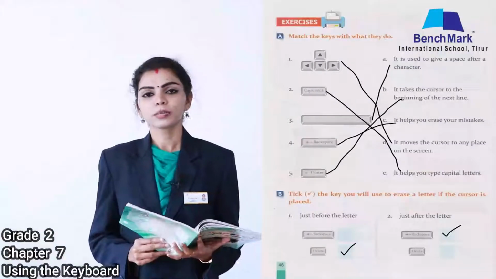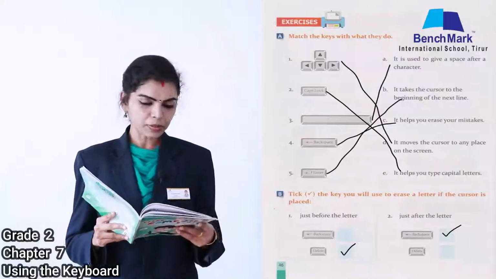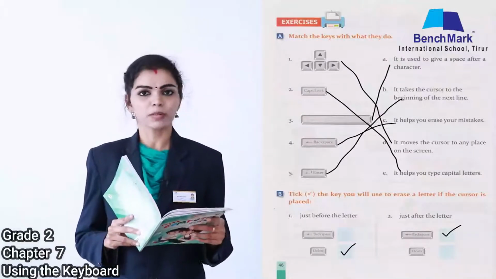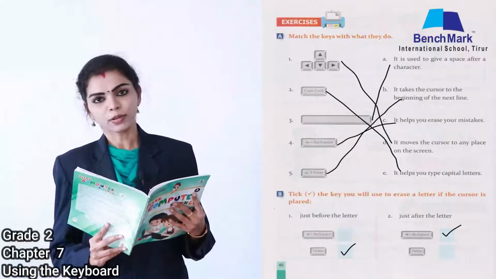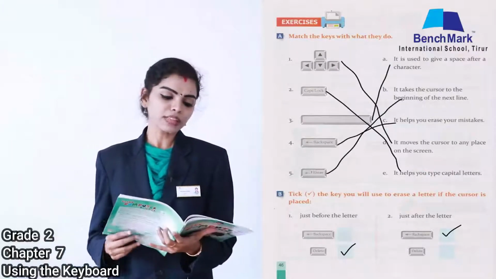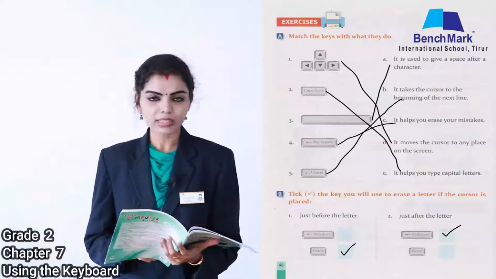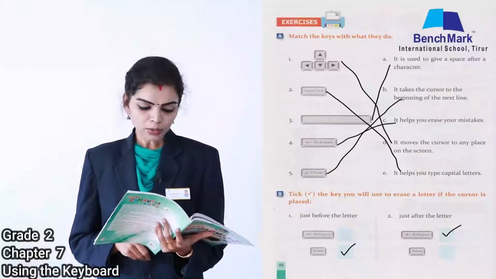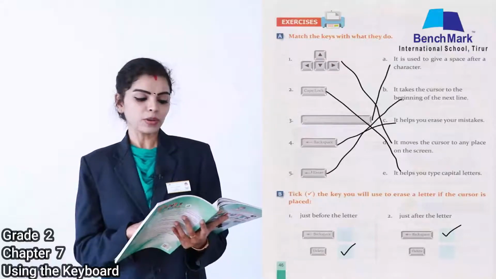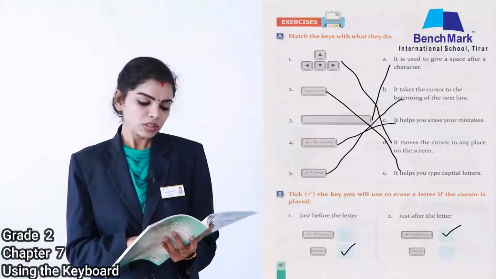Now let us move on to the book back exercise that we have at page number 46. So please take page number 46. Match the keys with what they do. Okay, so here the first they have given is the arrow key. The arrow key is mainly used to control the cursor. It moves the cursor to any place on the screen. So you need to match it to this option.